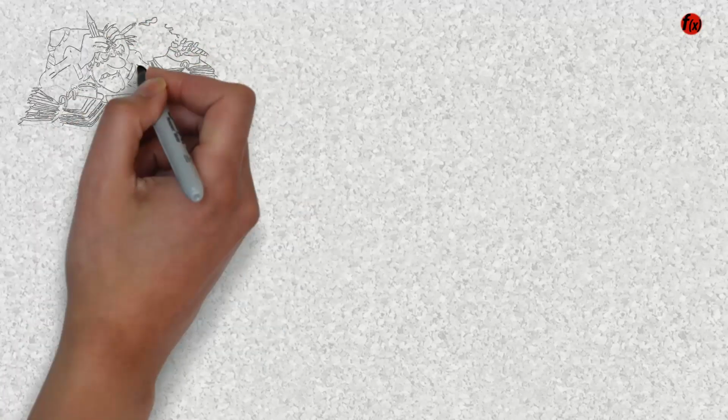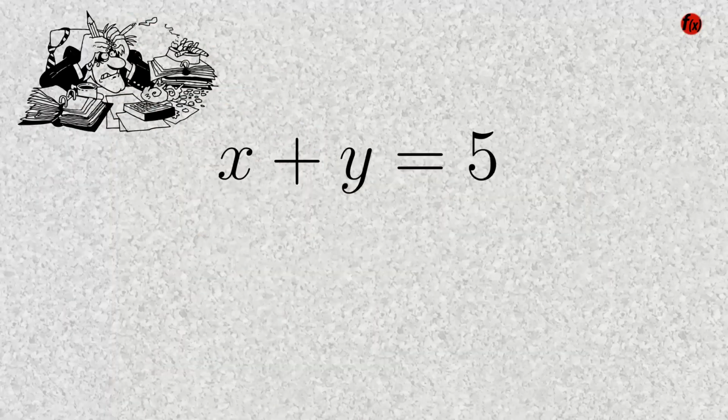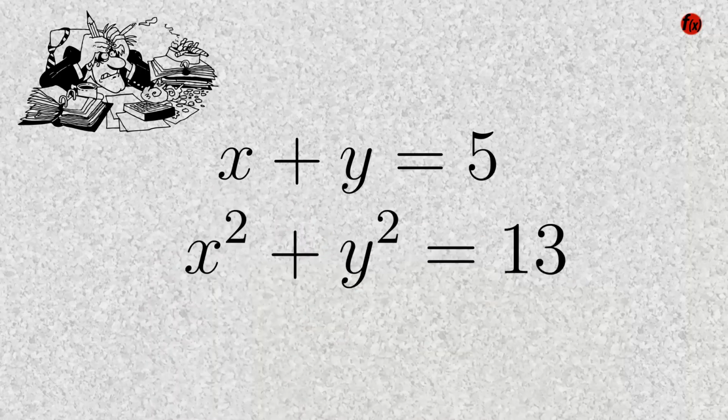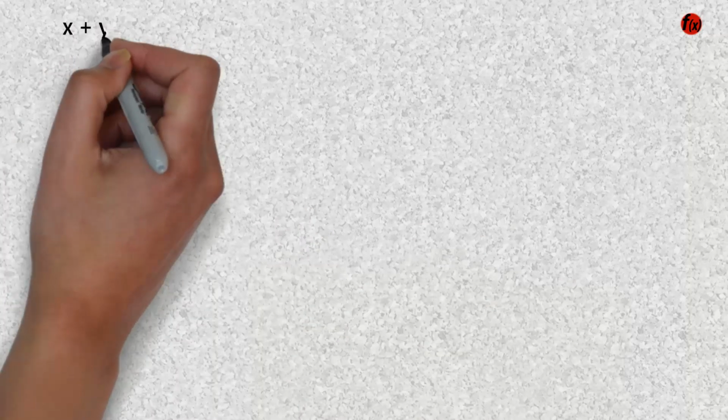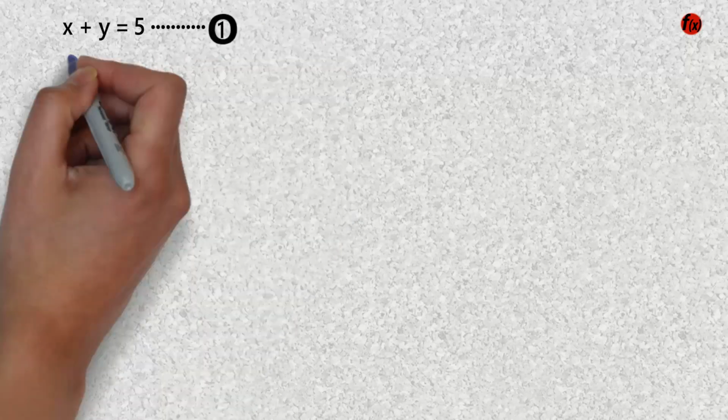We are given two equations. x + y = 5, and x² + y² = 13. We can solve these equations simultaneously to find the values of x and y.